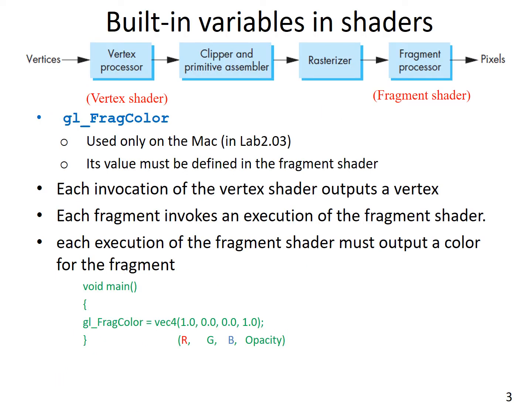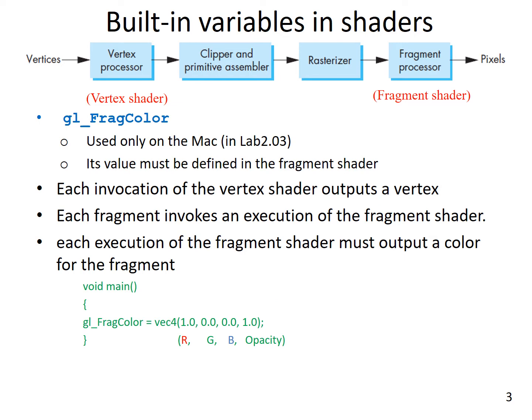There is also a predefined variable in the fragment shader, but this is on Mac only. This variable is gl_FragColor. Its value must be defined in the fragment shader if you're using Mac. Each invocation of the vertex shader outputs a vertex. Each fragment invokes an execution of the fragment shader, and each execution of the fragment shader must output a color for the fragment.